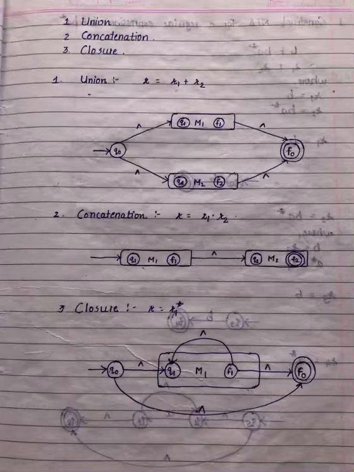diagram. In the first, union, R equal to R1 plus R2. M1 and M2 are taken as machines, and Q0 and F0 are the initial and the final states. And to create null, we join them with the null symbol. The second one is concatenation. In the same way, concatenation is done between two states. And the third one is closure.